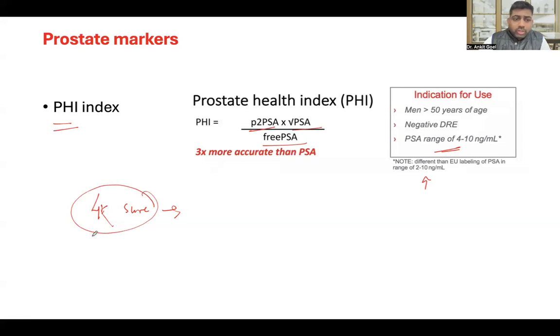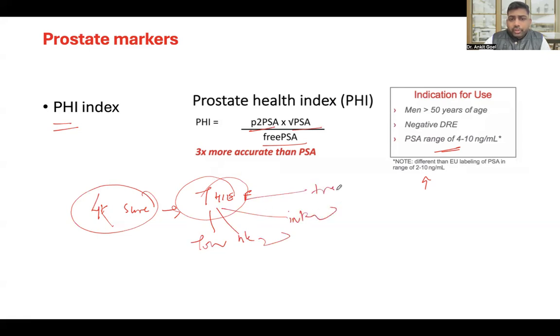The 4K score includes, and you can remember it by the mnemonic THIEF: total PSA, HK2, intact PSA, and free PSA. So the thief took 4K and ran away. You can remember it this way. The total PSA, HK2, intact PSA, and free PSA are the components of the 4K score. Know the components. You will be getting questions on this, trust me.